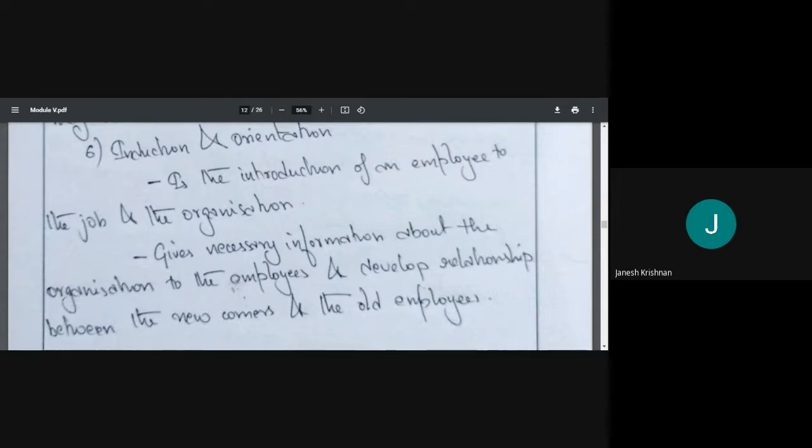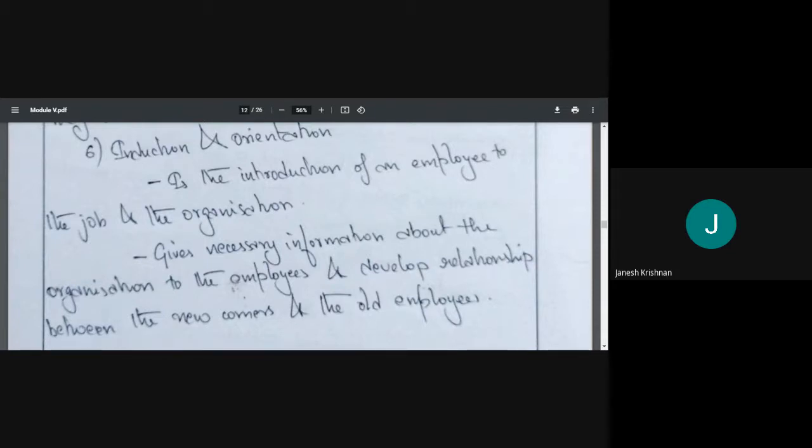Then here, what will happen? Apart from that, you will be given an introduction about the job also. What is the job? Like each subject teacher comes in and tells you, okay, this is what we have to learn, this is what we have to do. In the same way, an introduction to your job will be given.